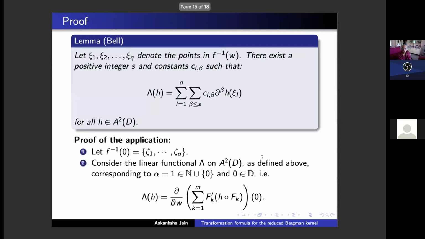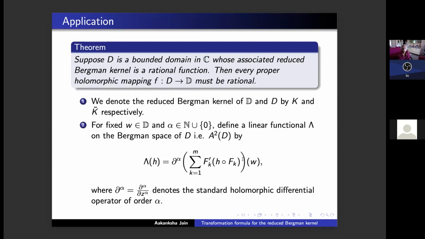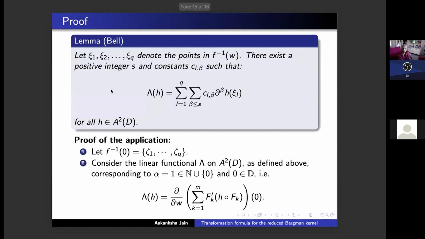Now the lemma due to Bell is on this linear functional lambda. It says that if zeta, xi1, xi2, and so on, xiq are the points in the inverse image of w under f, then there exists a positive integer s and constants c l beta such that lambda of h is given by the summation l equals 1 to q, summation beta less than or equal to s, of c l beta times the beta derivative of h computed at zeta l. This holds for every h in A2 of D. So we are going to use this lemma.